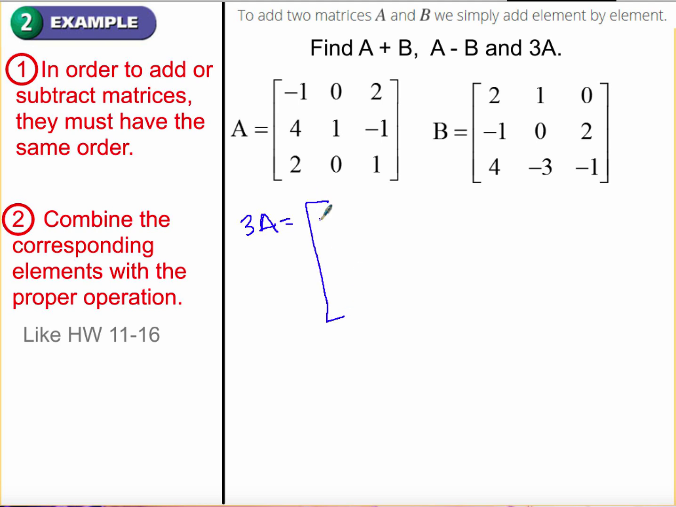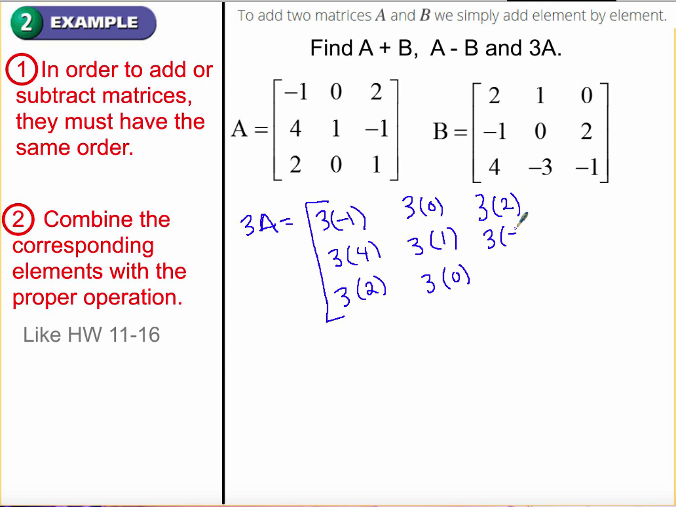So here we go. I'm going to have 3 times -1, 3 times 4, 3 times 2. That's the whole first column. Now for the second column, 3 times 0, 3 times 1, and 3 times 0. Now for the third column, 3 times 2, 3 times -1, and 3 times 1. Do your multiplication and we'll get 3A.